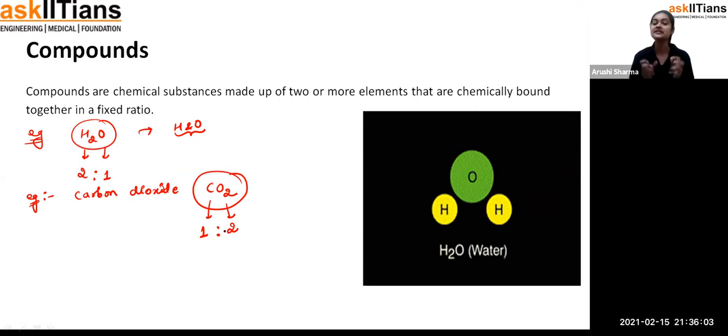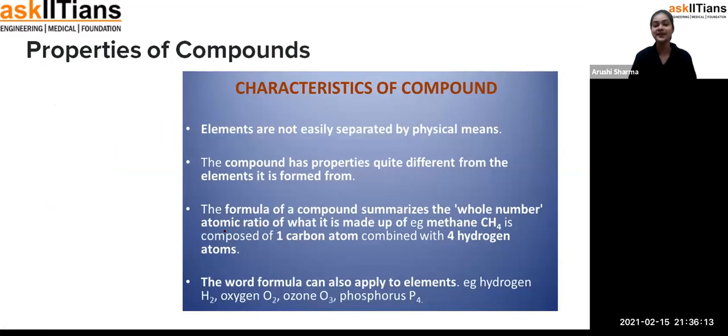And when those elements combine together and bond with each other chemically, and are present in some fixed ratio, we call that a compound. Okay? So now we are going to study the properties of compounds. Here, students, elements in a compound are not easily separated by physical means. Obviously, like H2O, we can't separate them out physically.